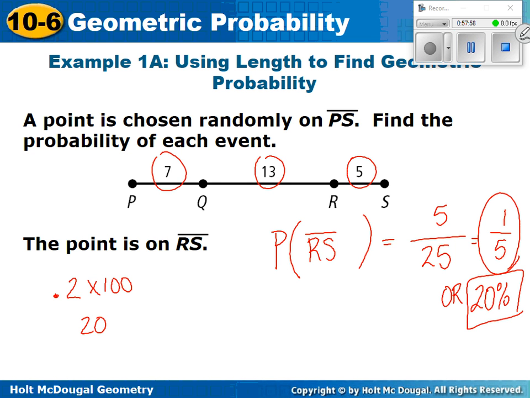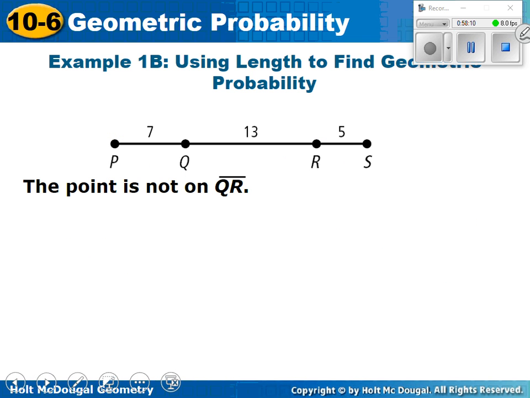Okay, and again, on the homework, I'll accept either or depending on what it asks. If it says write your answer as a fraction, do that. If it says write it as a percentage, do that. If it doesn't say, you can do both or one or the other. All right, I'm going to skip on. Actually, let's try this one. What's the probability the point is not on QR? So what's going to go in our parentheses?